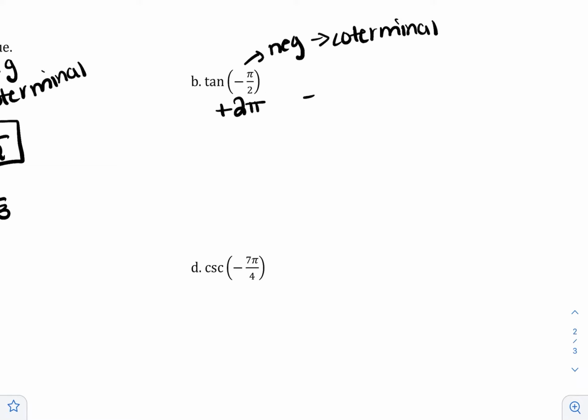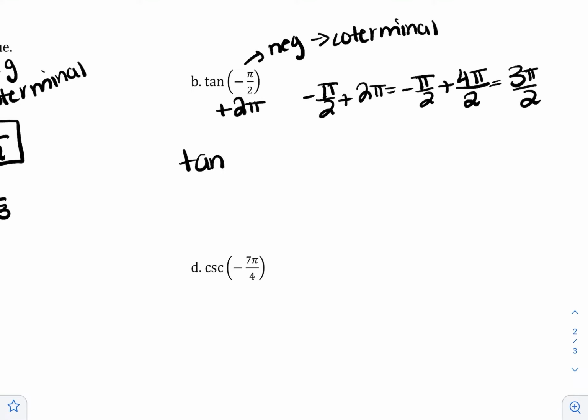Now, to do negative pi over 2 plus 2 pi, I need a common denominator. So negative pi over 2 plus, I'm going to change it to a denominator of 2 and multiply the top by 2, which will give me 3 pi over 2. So I have the tangent of 3 pi over 2. Again, if you're starting to get comfortable with your radians, it is 270, 3 times 90.